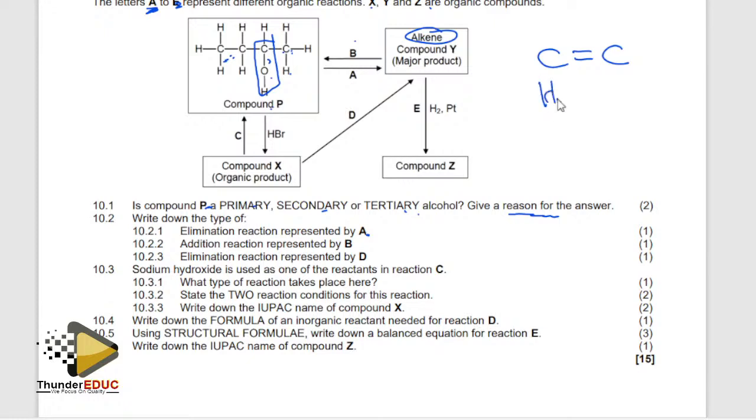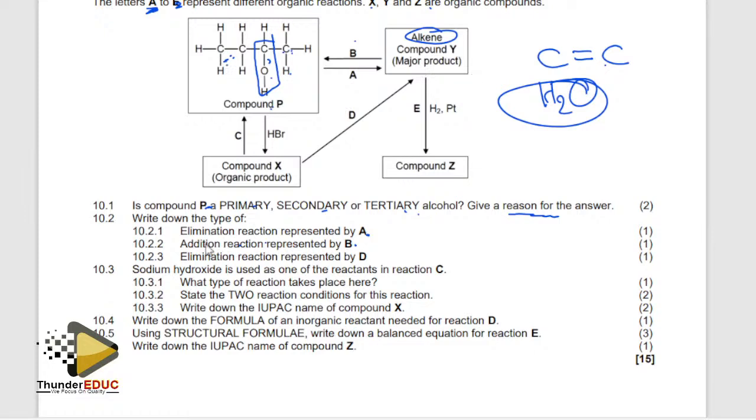Because we are removing water, going from alcohol to alkene, you are removing water. So that type of elimination is dehydration. If we were adding water, then it would have been hydration. But because you are removing water, it becomes a dehydration reaction. Okay? Yes. Then they're asking you about the addition reaction represented by reaction B. You see? Okay, so it means from alkene to alcohol.